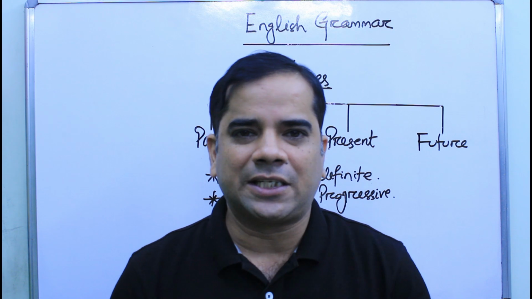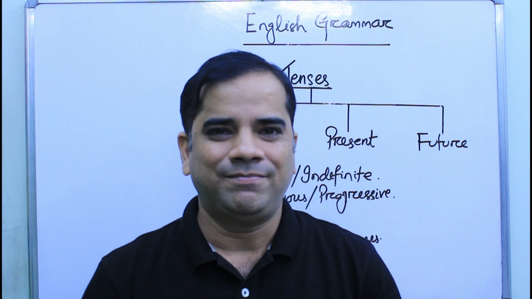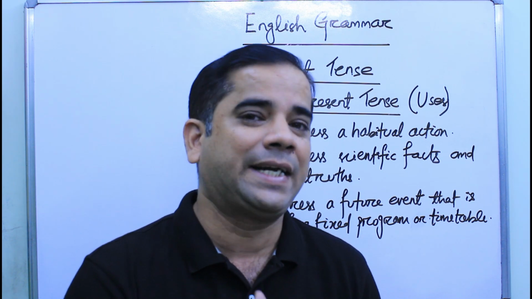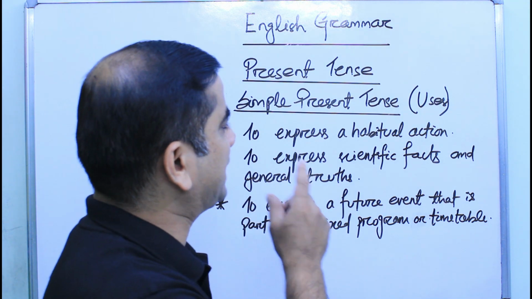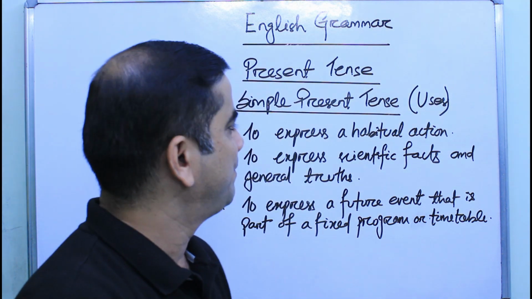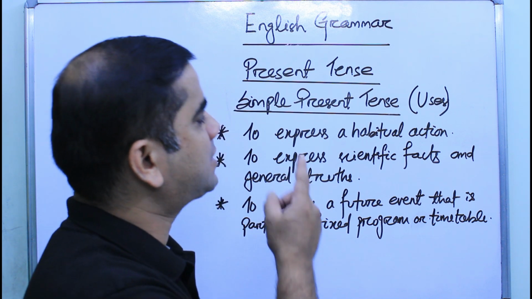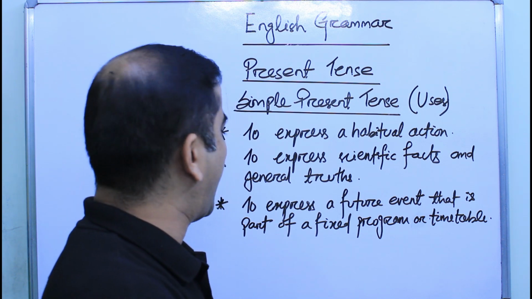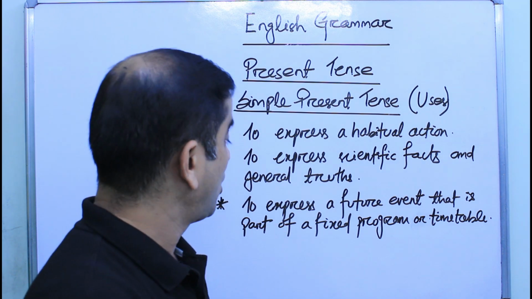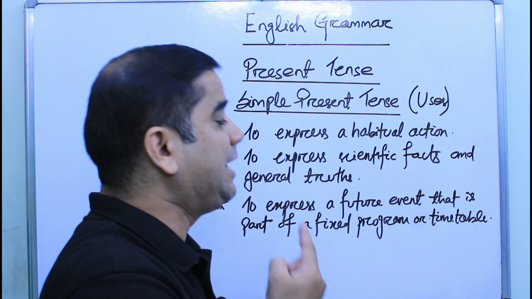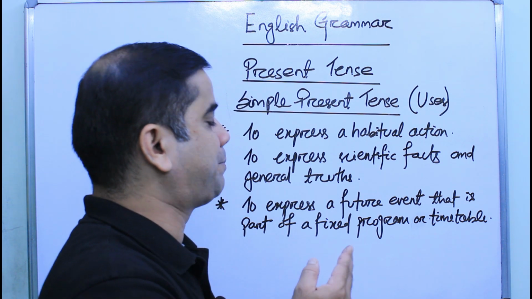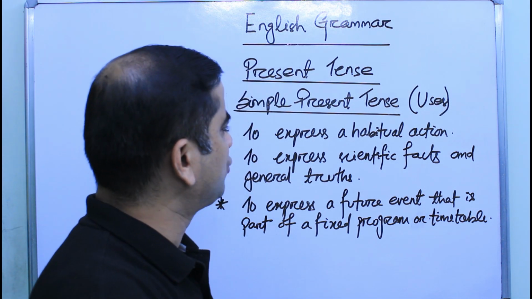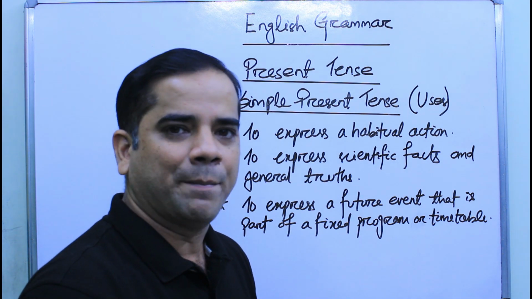Now we are going to discuss the present tense. Okay, students, we are going to begin our discussion on present tense with simple present tense and its uses. It is used to express a habitual action, to express scientific facts and general truths, or to express a future event that is part of a fixed program or timetable. Now we are going to discuss these one by one.